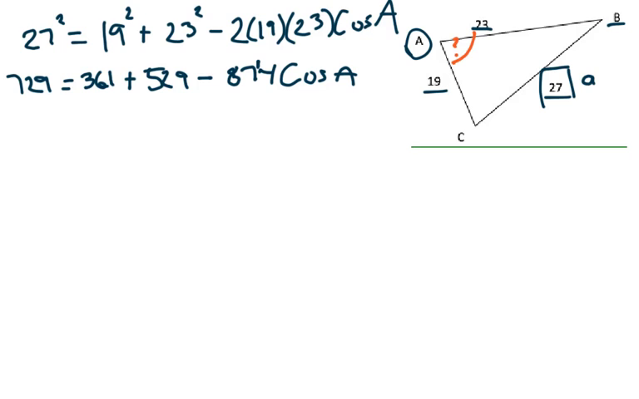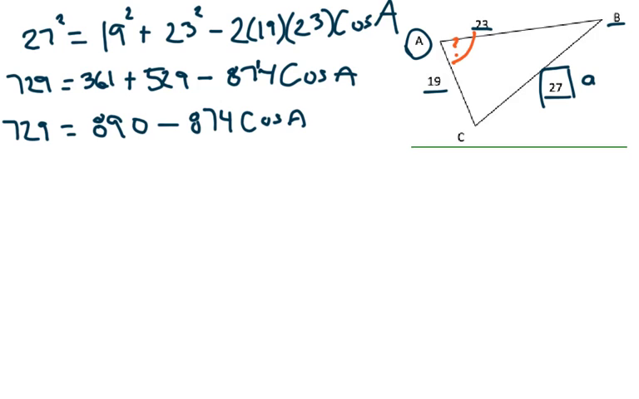From here, let's just solve some things out. So 729 equals 361 plus 529. Well, that's 300 plus 500 is 800, and then 61 plus 29 is going to give me 90. So that'll be 890 minus 874 times the cosine of A.